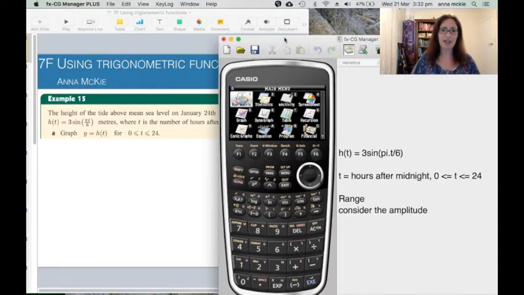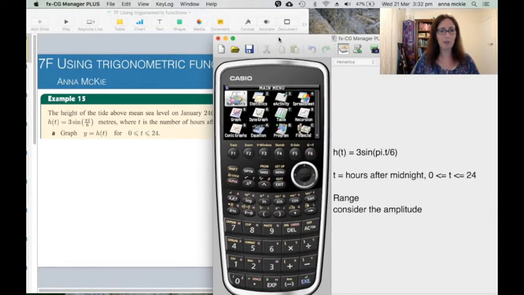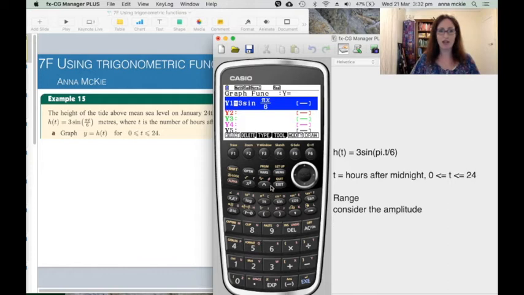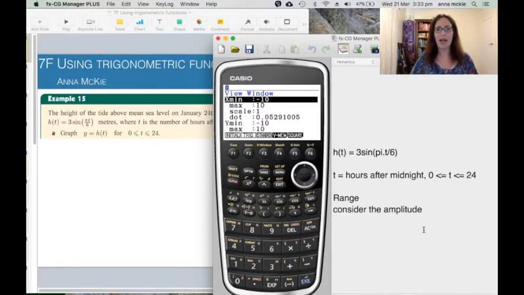So grab your graphics calculator out for this video. And the equation that we're typing in is here. We've got 3 sine bracket pi t, but instead of t we're using x over 6. And now let's think about our view window. Our x is our domain, and that's the hours after midnight. So we're interested from 0 to 24.